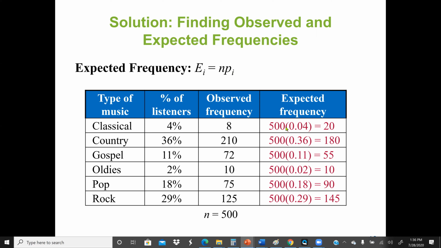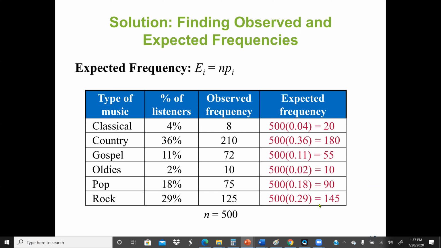So we can see 500 times 4%, which is 0.04. 500 times 36% is 0.36. 500 times gospel, which is 11%, 0.11. Then 2%, 0.02 times 500. Then 18%, 500 times 0.18. Then 29%, 500 times 0.29. And that's our result.